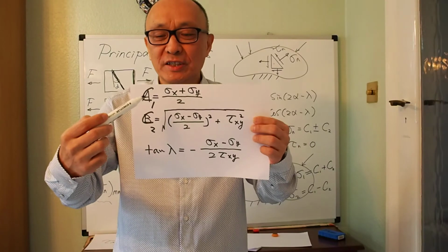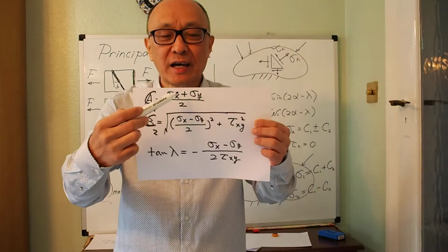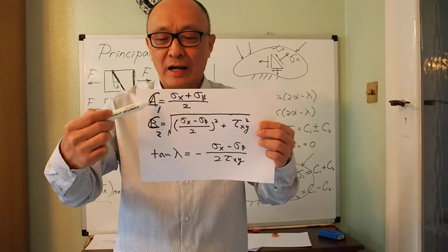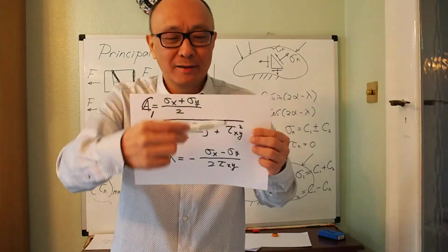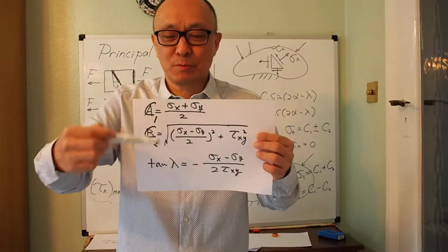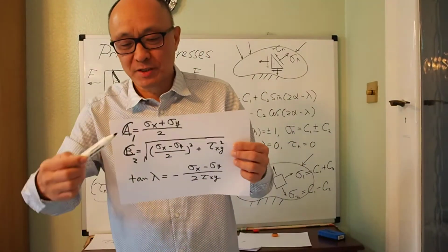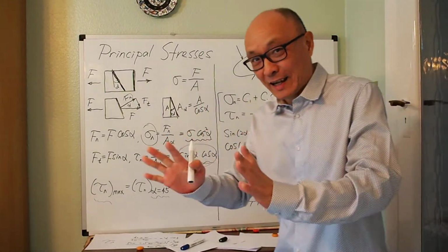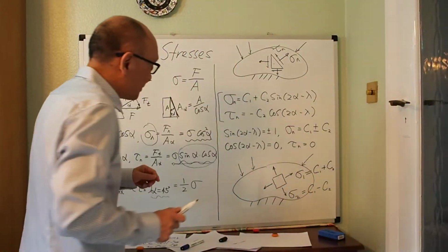And you notice that if you know the stresses in the x and y direction, and you know the shear stresses, then you can calculate them. They are messy equations, but anyway, they're just equations. C1, C2, and lambda are given by that. But as I said, I don't want you to focus on them.